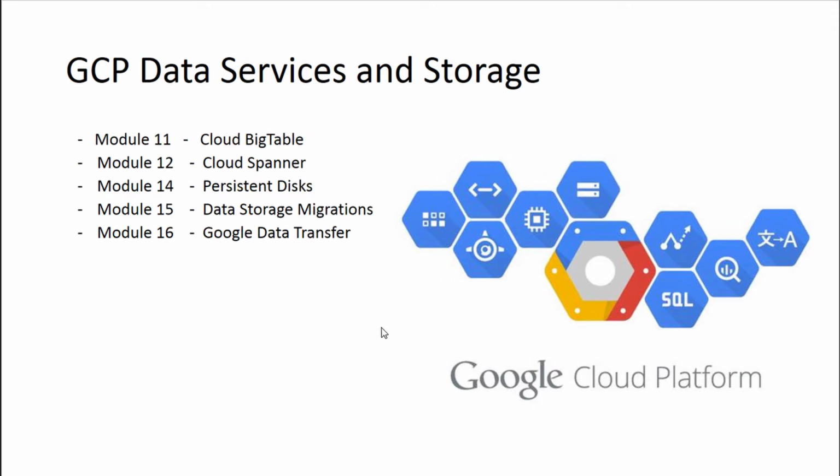We're going to touch on Cloud Bigtable, Cloud Spanner. We're going to talk about persistent disks as well. For example, like having persistent disks or having a local disk, whether it's SSD or a spinning disk. We'll talk about the options available in Google Cloud Storage.